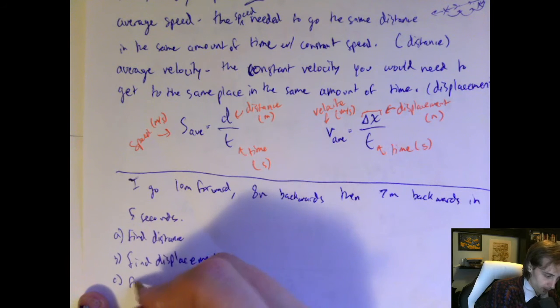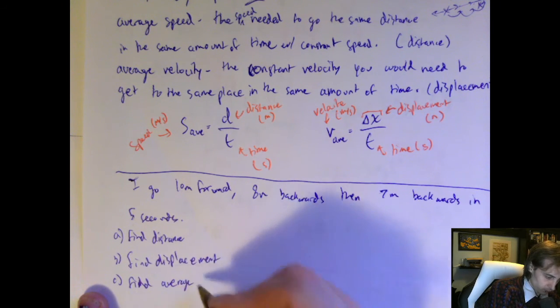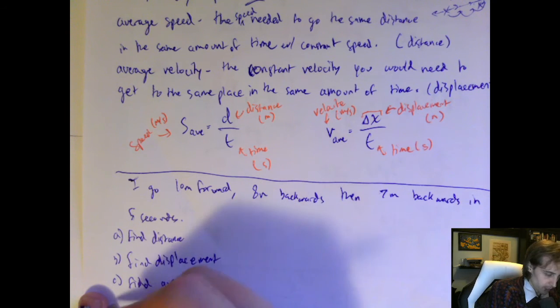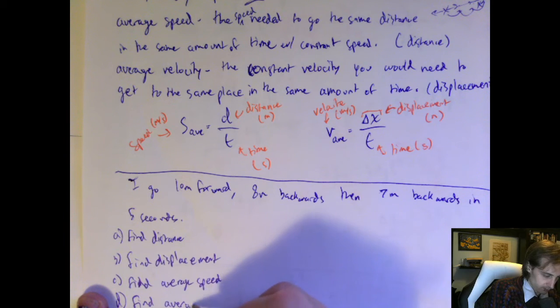C, find our average speed. And D, find average velocity.